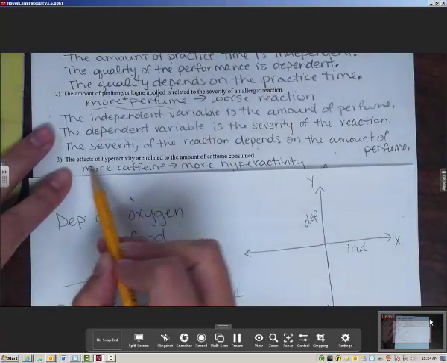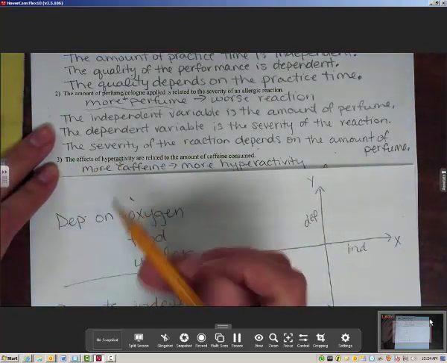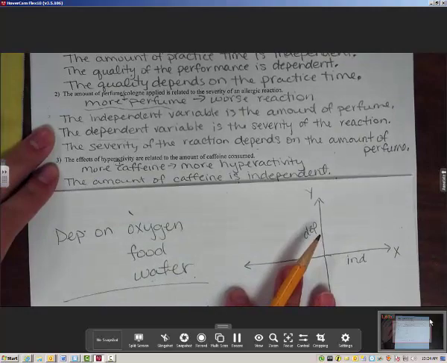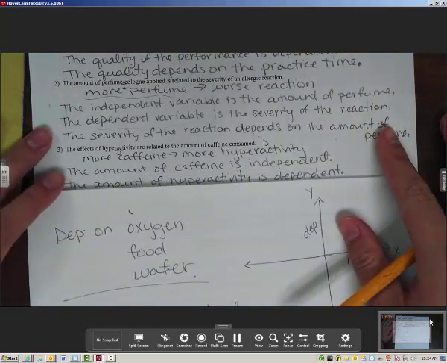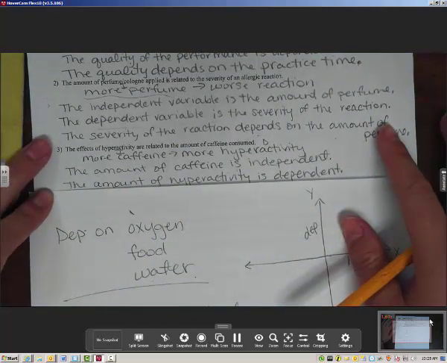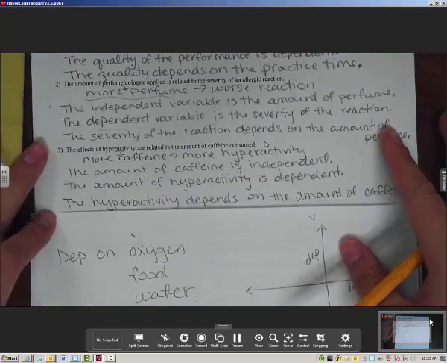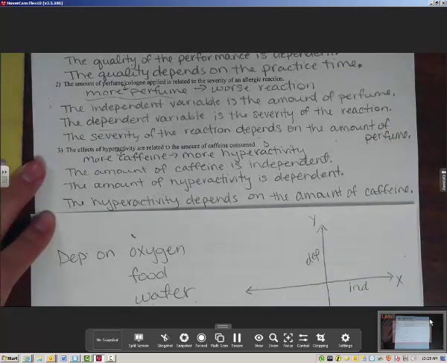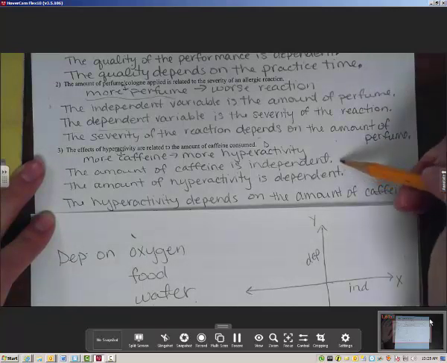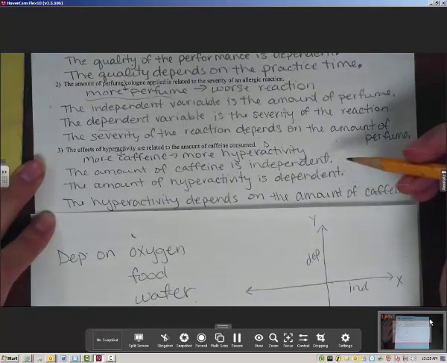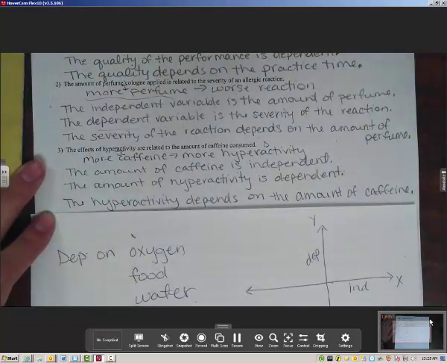So this right here, the amount of caffeine is going to be my independent variable. So that's exactly what I wrote there. And then the amount of hyperactivity is going to be my dependent variable. So my hyperactivity depends on the amount of caffeine. So what you need to do, so like I said, we're writing these 3 sentences here, okay? If this 3rd sentence doesn't match what you wrote here, you need to go back and look at it and see if it's this sentence that's wrong or if it's these 2 sentences that are wrong, okay? All of these things should go right hand in hand. They should all be saying the same thing, okay?